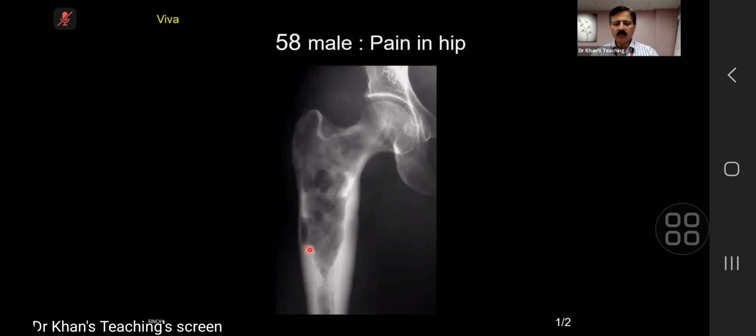Another criteria: if the scalloping is more than 2/3 of the length of the lesion, you see this is the length of the lesion, and if it is more than 2/3, and of course in this case all of this is scalloping, here there is less scalloping, here there is more scalloping, so this is a development of a chondrosarcoma.